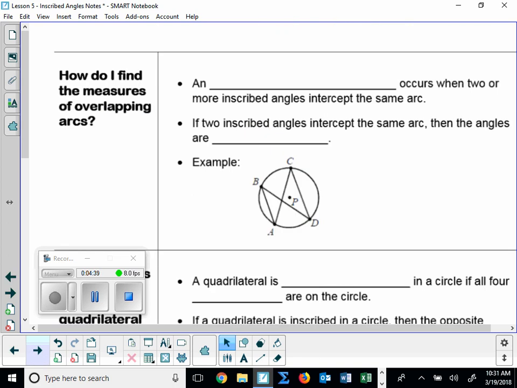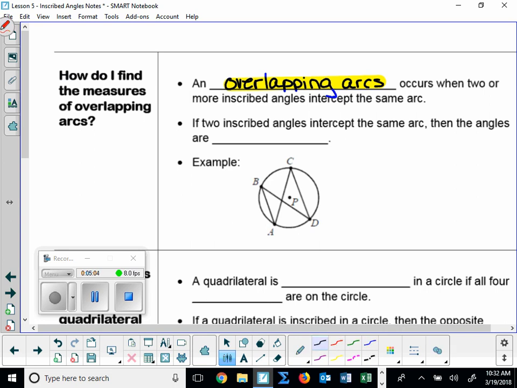Okay, so how do I find the measure of an overlapping arc? Well, an overlapping arc occurs when two or more inscribed angles intercept the same arc. What in the world do I mean by that? First off, we have a new vocabulary word. Second, let's take a look here.